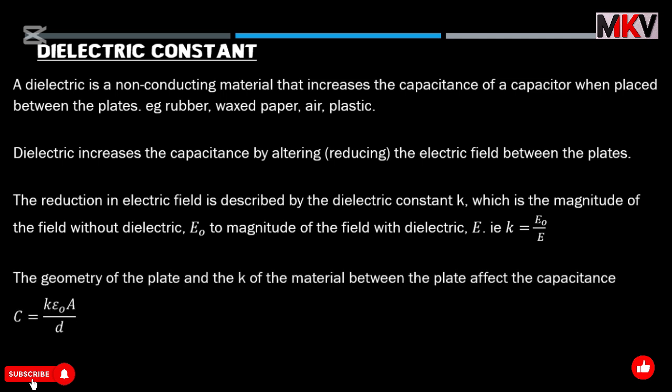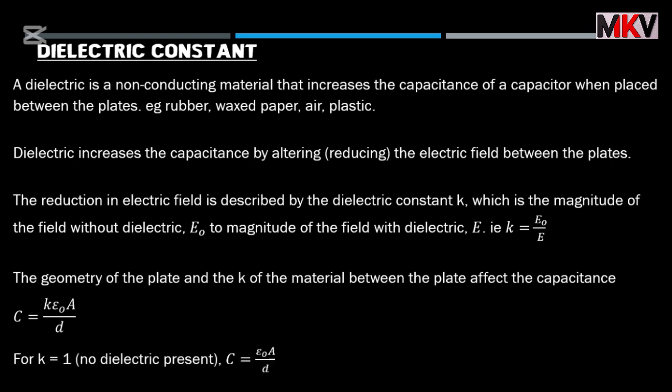Now, the geometry of the plate and the dielectric constant of the material between the plates affect the capacitance. So the geometry is the area and the separation distance of the plate. Then the dielectric constant K also affects the capacitance of the plate. So we have C equals K epsilon naught A over D.